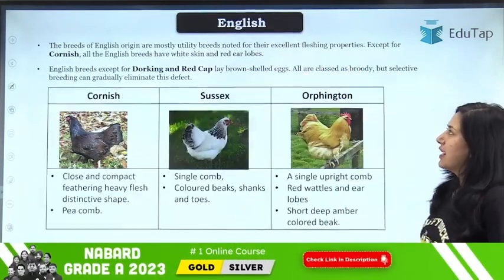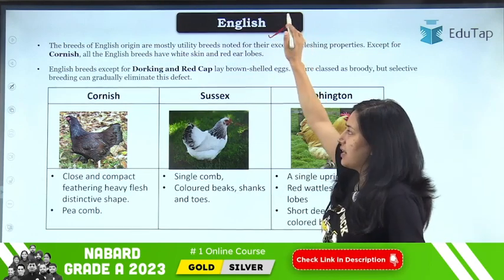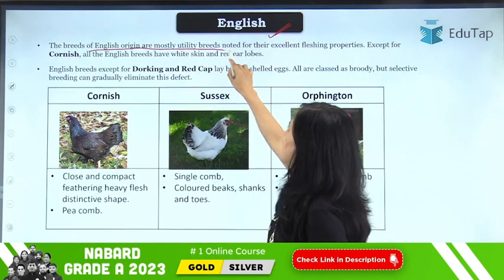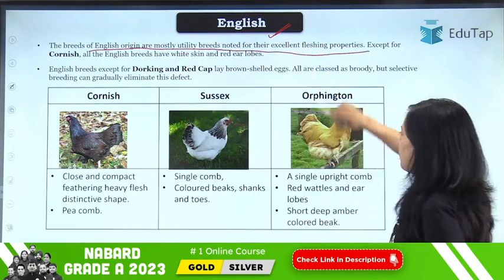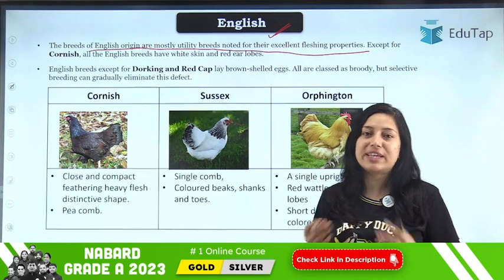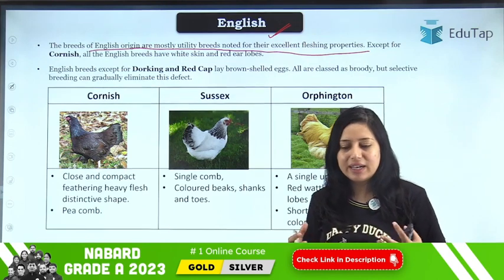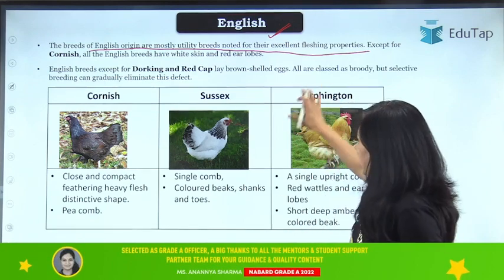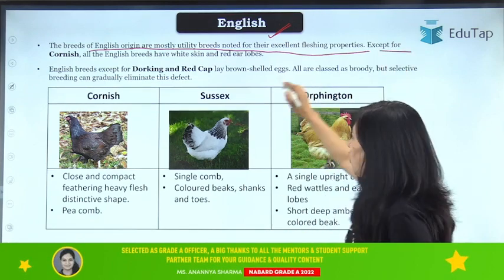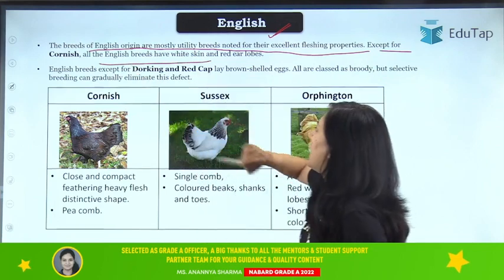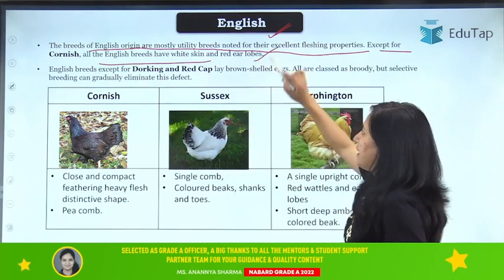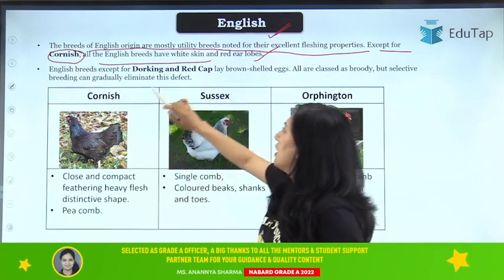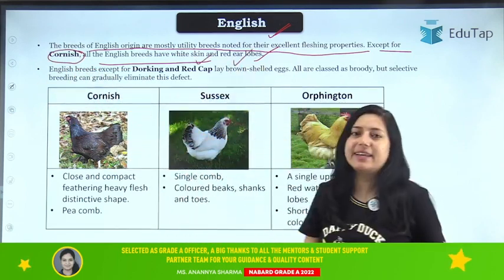Now moving on to the next, that is English breeds. Basically, the breeds of English origin are mostly utility breeds, noted for their excellent fleshing properties. Except for your Cornish, all English breeds have white skin and red earlobe. Now again there is an exception, that is Cornish. Except Cornish, all have white skin and red earlobe.